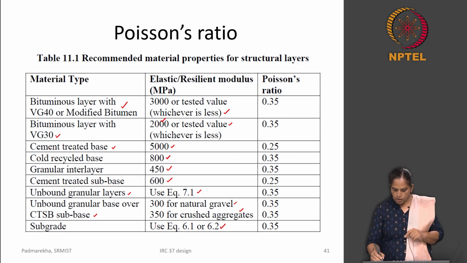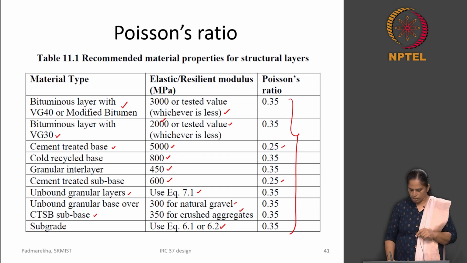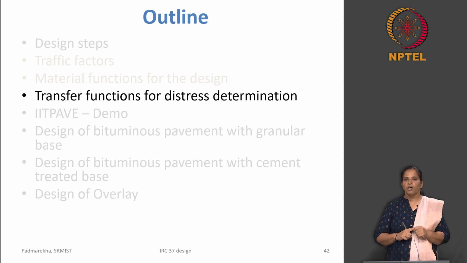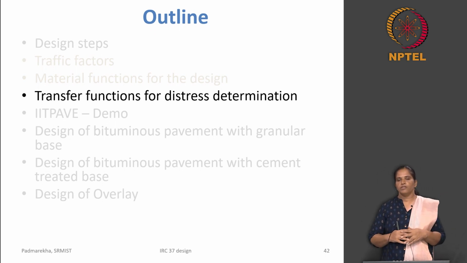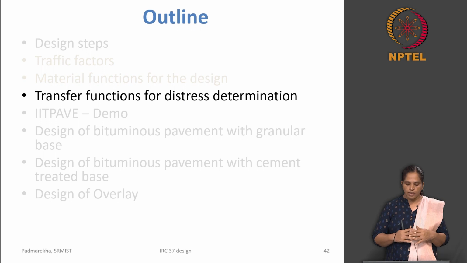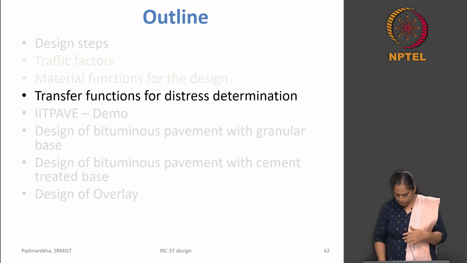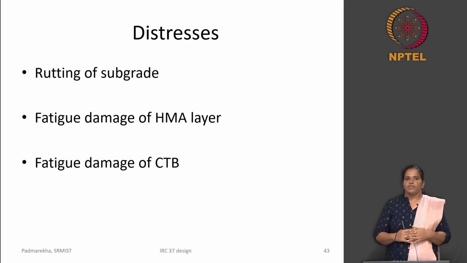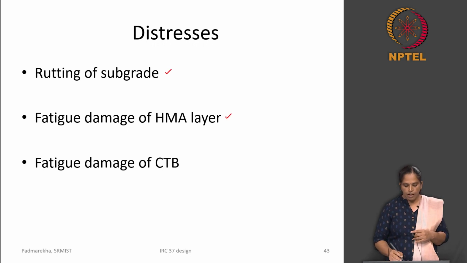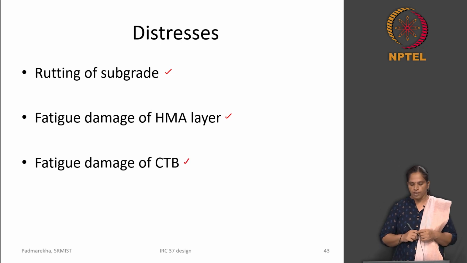You can see that the Poisson's ratio of all the materials except cement treated base is considered as 0.35. If you have a cement treated material, the Poisson's ratio is considered as 0.25. So these are the material properties we use for the design. Now come the transfer functions that we use to convert the strain to the distress in the material. So we consider three different distresses. One is rutting for a subgrade, another is fatigue damage of an HMA layer, and the third one is fatigue damage of a cement treated base.